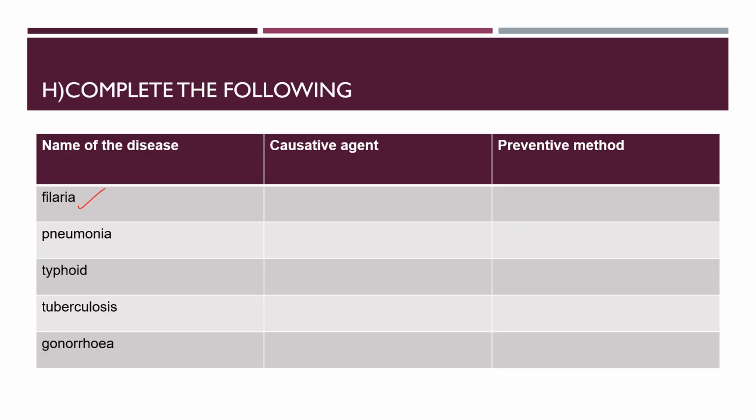So name of the disease has been given to you: filaria, pneumonia, typhoid, tuberculosis, gonorrhea. So these are the diseases which have been given to you. What you are supposed to write? You are supposed to write the causative agent and the preventive measures in each case of these diseases. So what prevention we can take for tuberculosis, typhoid, pneumonia, filaria and gonorrhea, and what are the causative agents of these diseases. So it's very easy. I have dealt with this chapter. If you have not gone through that, please go through it and then try to answer the question.